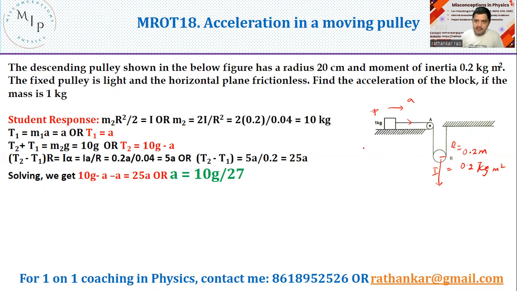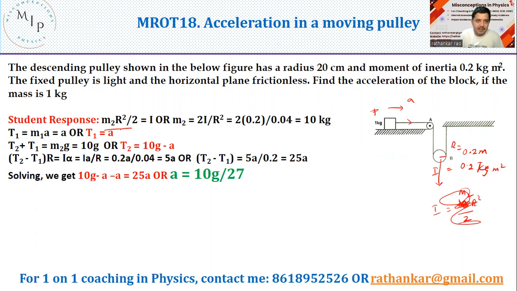Student does something like this. First, since the mass of the pulley is known to you and the moment of inertia is also given, he uses the formula I is equal to half M R square. I want to get the mass of this pulley, let me say it's capital M. He has used M2 here, M2 into R square.